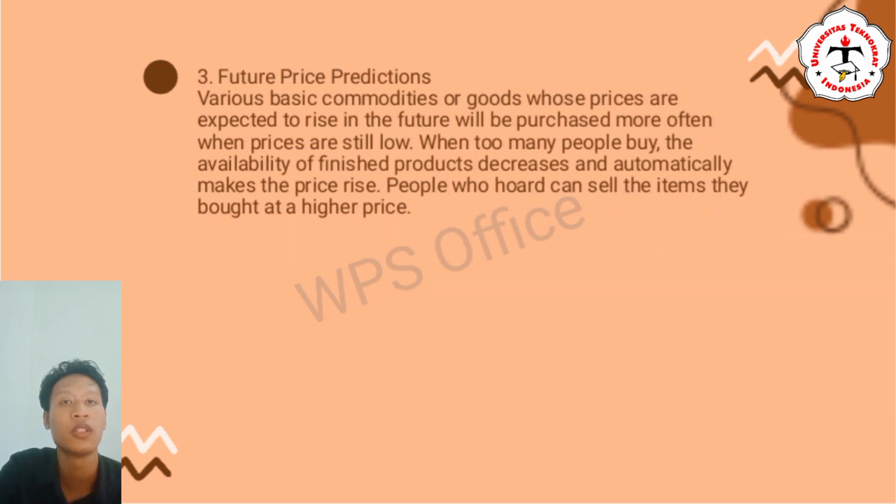Number 3, expected future price. Various basic commodities or goods whose prices are expected to rise in the future will be purchased more often when prices are still low. When too many people buy, the availability of the finished product decreases and automatically makes the price rise. People who hoard can sell the items they bought at a higher price.